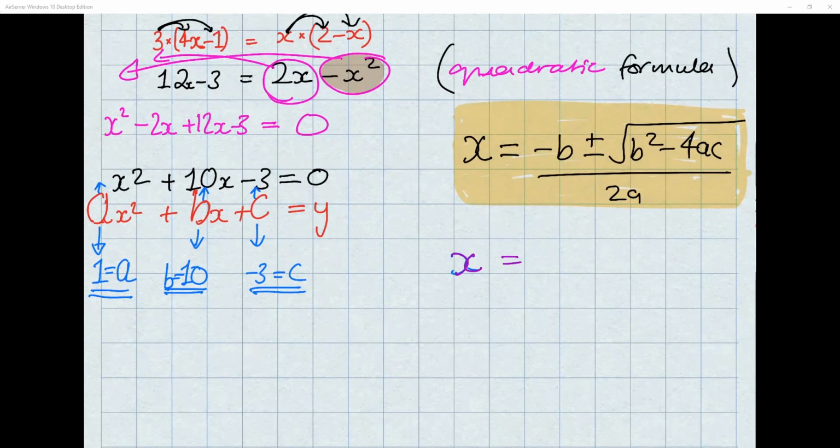So we do minus B. So it says minus, so 10 becomes minus 10.